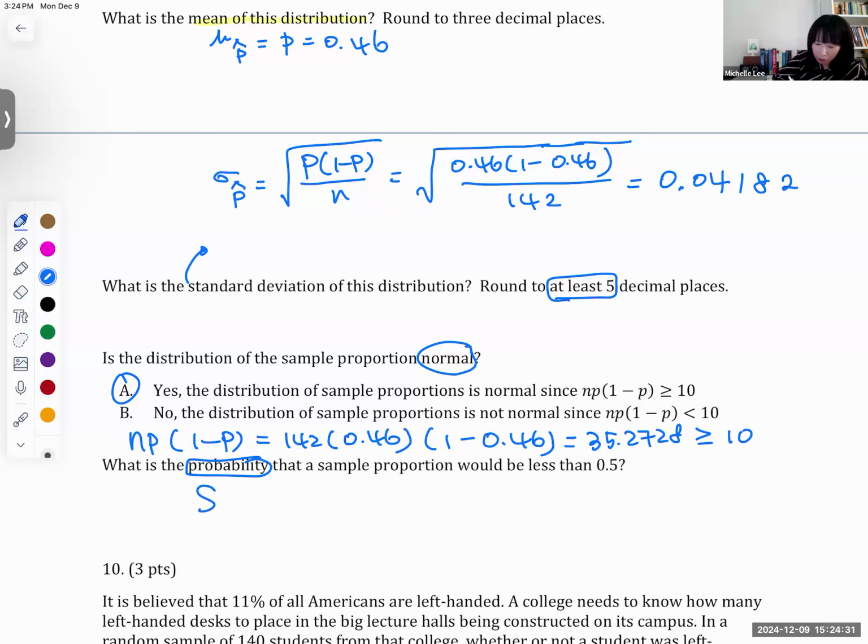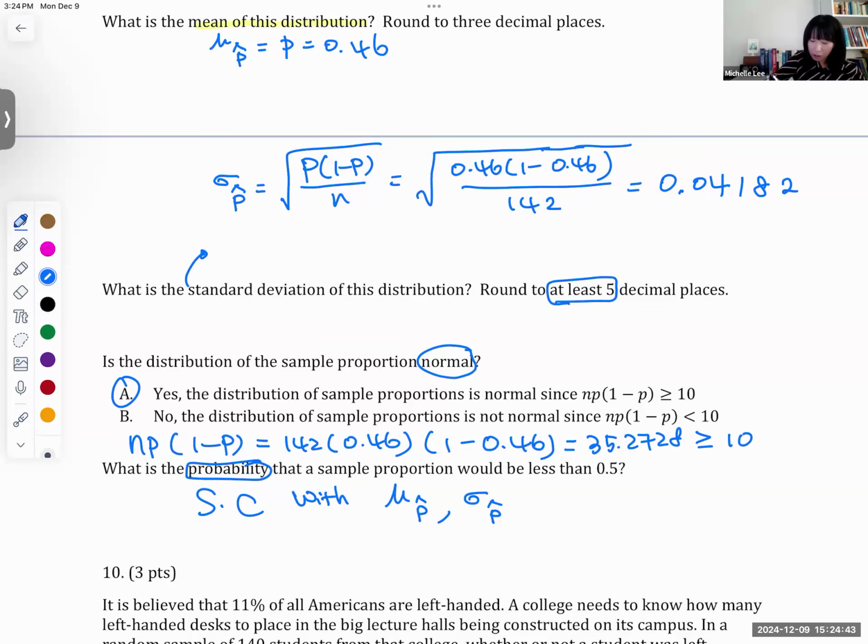Okay. The last question, probability. So we want to use StatCrunch with mu sub p hat and sigma sub p hat, right? So mu sub p hat is p, which is 0.46, and sigma sub p hat is the formula we had in the first one, 0.04182. Okay, so let's go to StatCrunch.